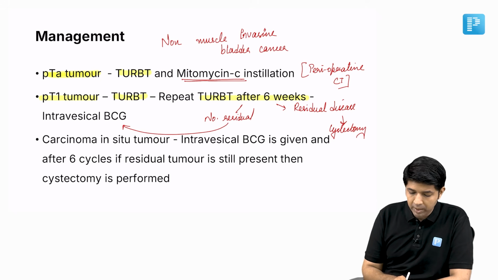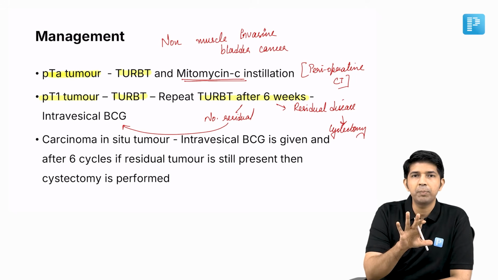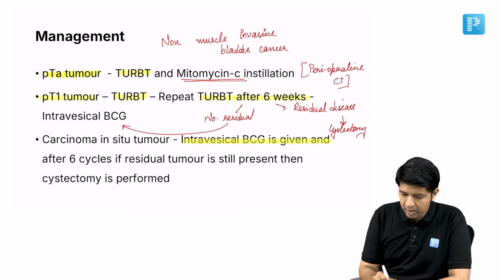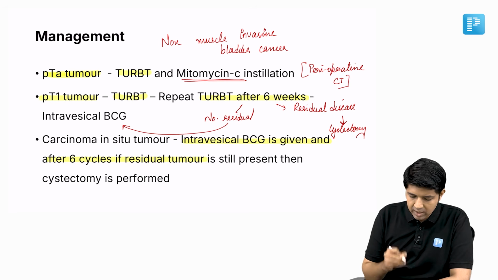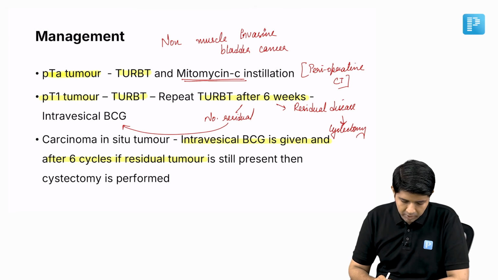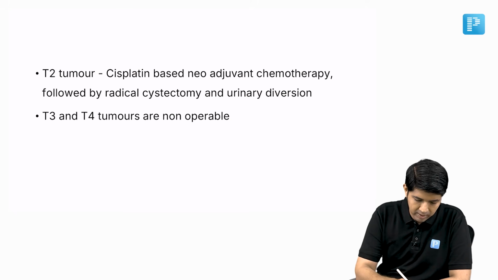So here this will become perioperative immunotherapy, not chemotherapy, because BCG comes under immunotherapy. Next, this carcinoma in situ, remember the intravesical BCG is given after 6 cycles, and then if residual tumor is there, then you will go ahead and perform the cystectomy. That is what we just discussed.